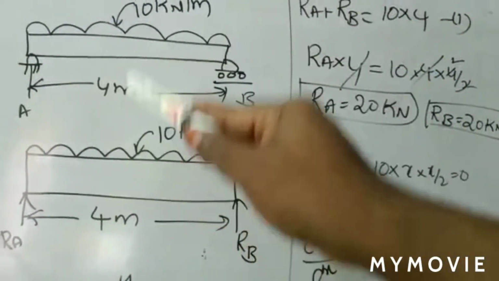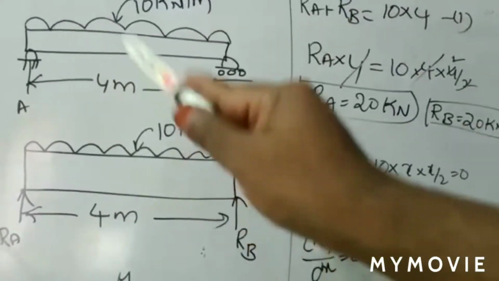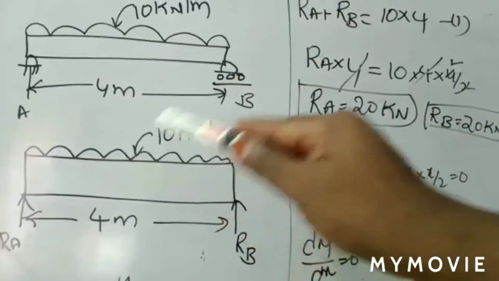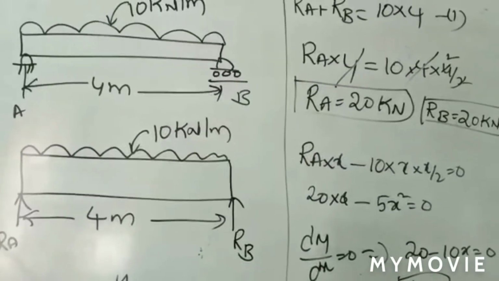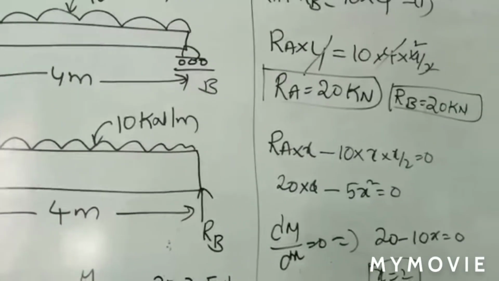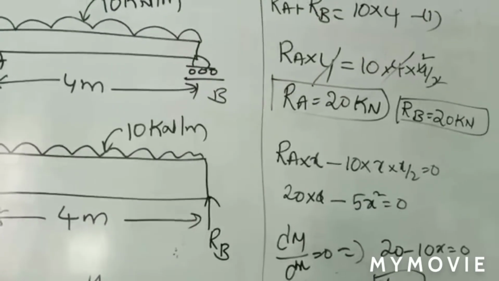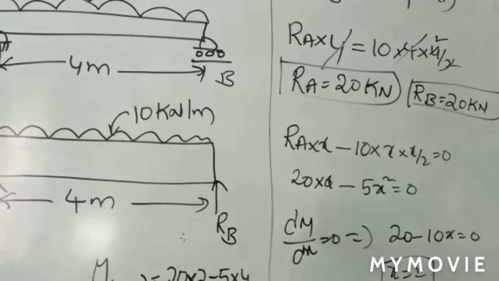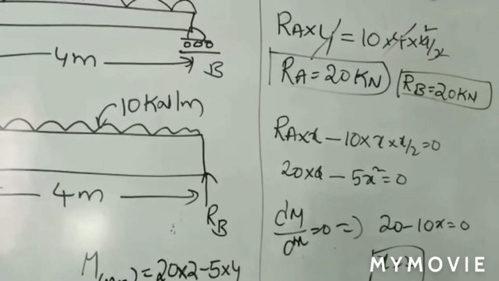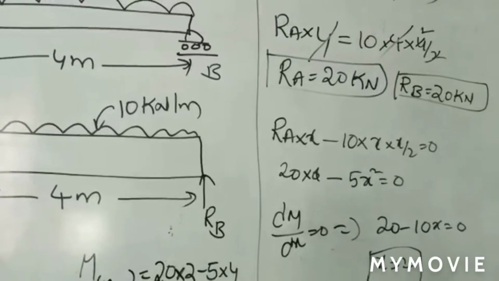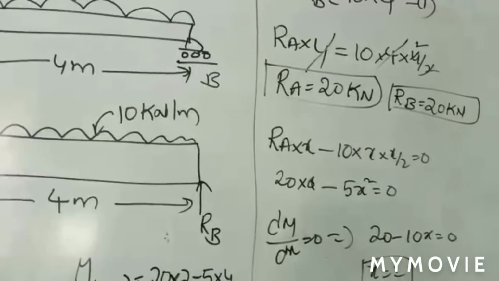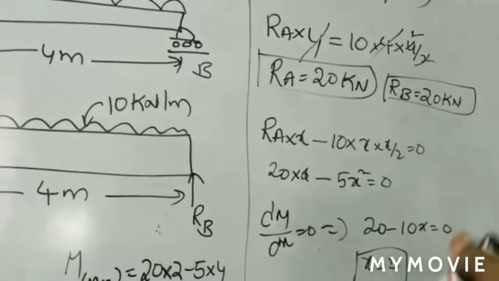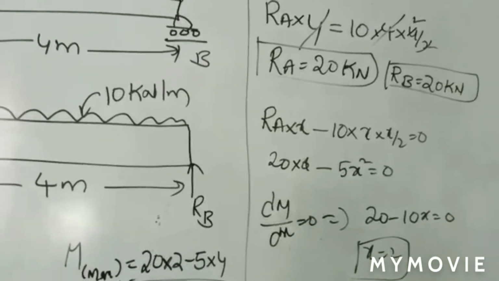Simply consider a section from point A, that means at a distance of x, right? Now calculate the moment of forces. So RA into x minus 10 into x into x by 2 equals the moment. Now simply differentiate with respect to distance. The moment is 20 into x minus 5x square, and dM by dx equal to 0. Then calculate the value of x, which is equal to 2.